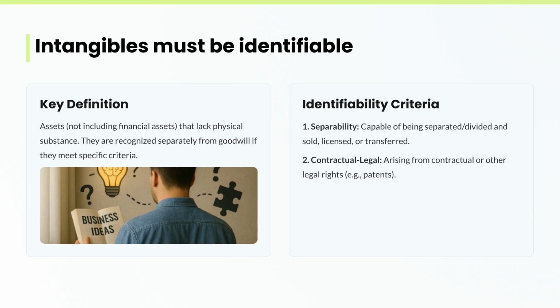Test 1, separability. Can this asset be divided, sold, licensed, or transferred on its own? Test 2, contractual legal. Does this asset arise from a contract or a legal right, like a registered patent or a trademark? If it meets either of these, it is an identifiable intangible.